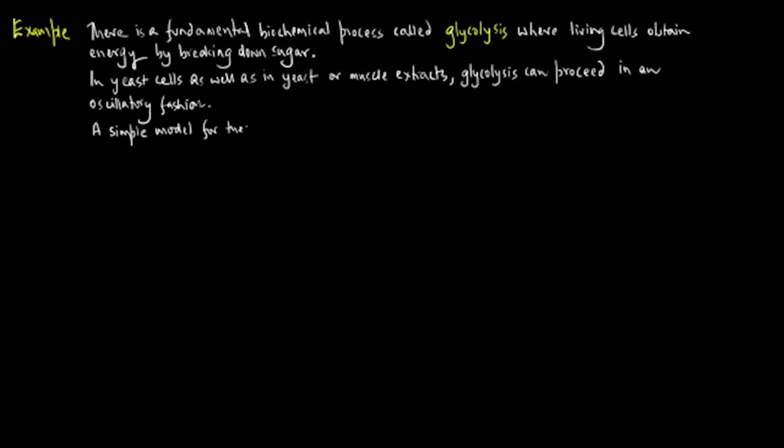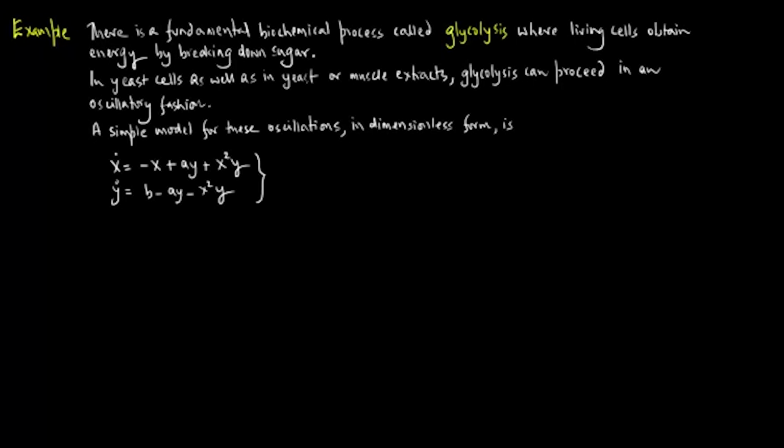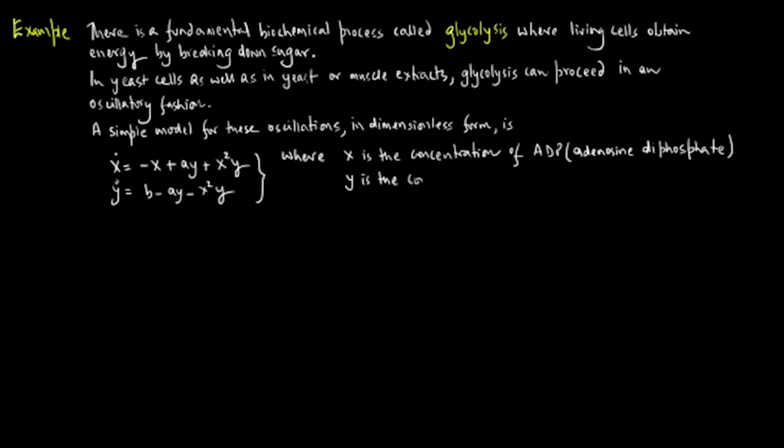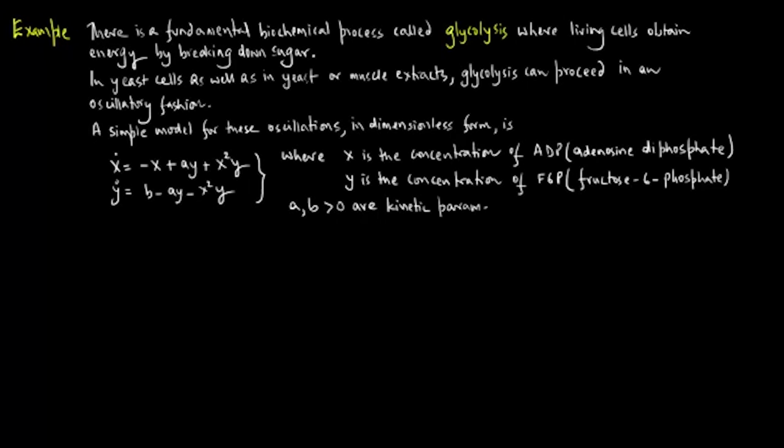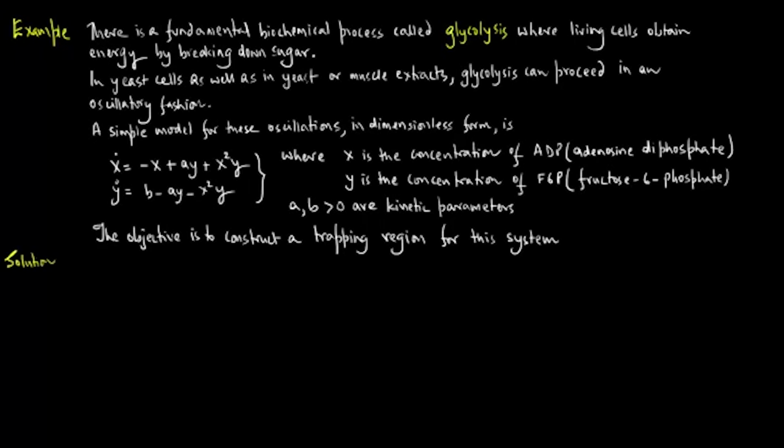A simple model for these oscillations in dimensionless form is x dot is equal to minus x plus ay plus x square y, and y dot is equal to b minus ay minus x square y, where x is the concentration of ADP, which is adenosine diphosphate, and y is the concentration of F6P, which is fructose 6-phosphate, where a and b greater than 0 are kinetic parameters. The objective is to construct a trapping region for this particular system. So now we work towards its solution.